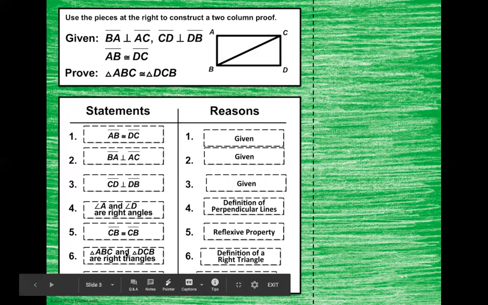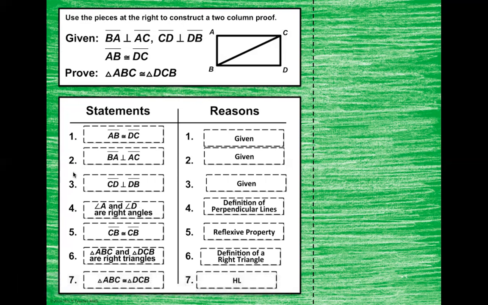Technically speaking, you don't have to put 2 and 3 as these givens. You could put these other givens anywhere else as long as whatever you say after AB is congruent to DC makes sense with only that information. It's just a good idea to go ahead and put all of your givens at the top, but it's not always necessary. So any questions about any of these three proofs?